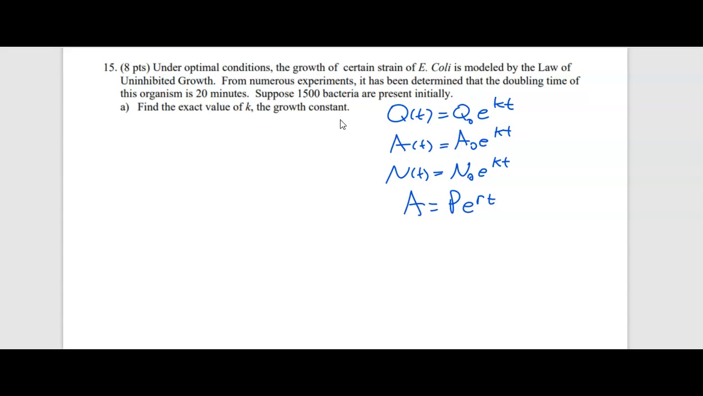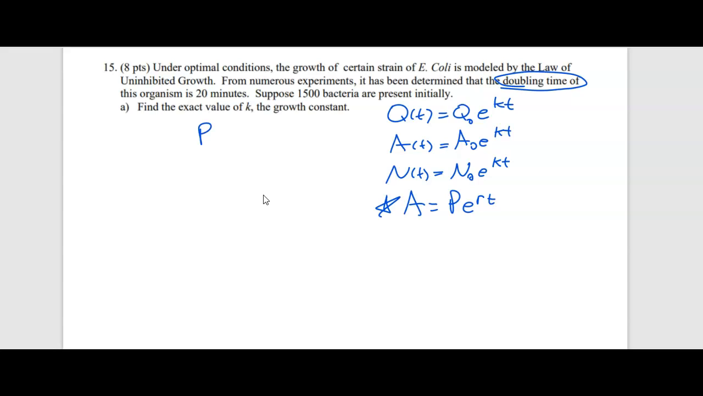They want to find the exact value. I'll give them exact value regardless of which one we use. So I just stick with that one, but it's up to you. So we have, first off, the half-life. Oh, sorry, the doubling time.